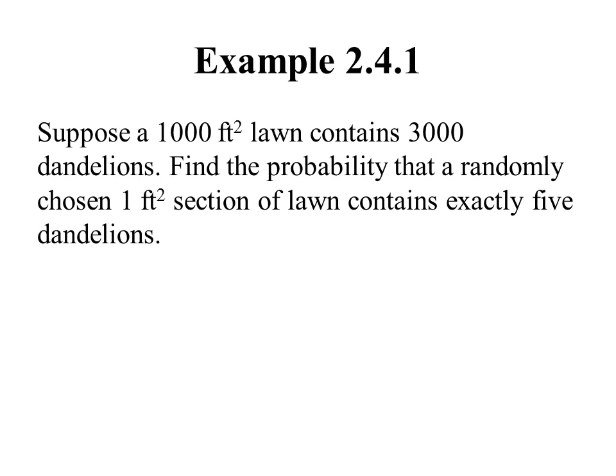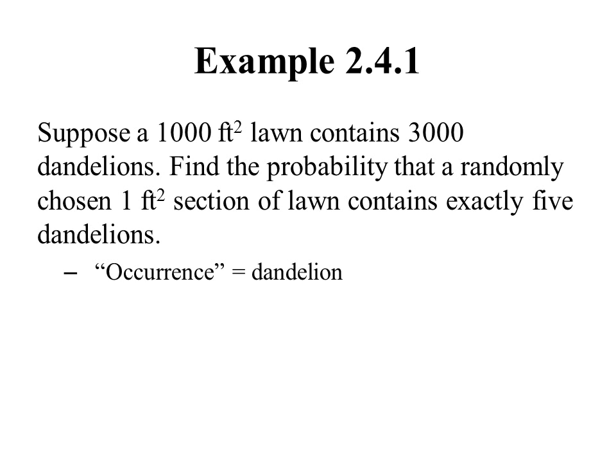So it's not a hypergeometric distribution. And nor are we repeating some experiment over and over again. We're just choosing 1 square foot section. So it's not a binomial distribution either. This is going to be a Poisson distribution.